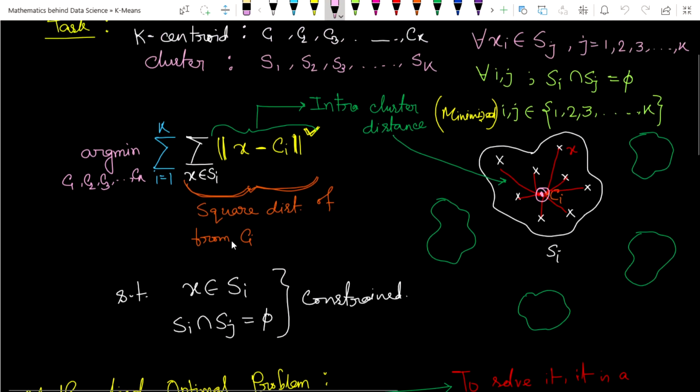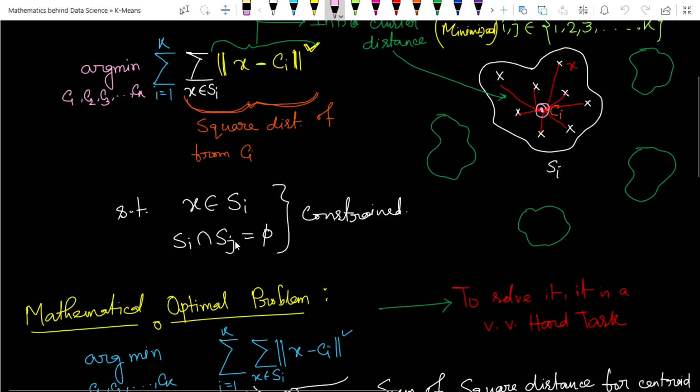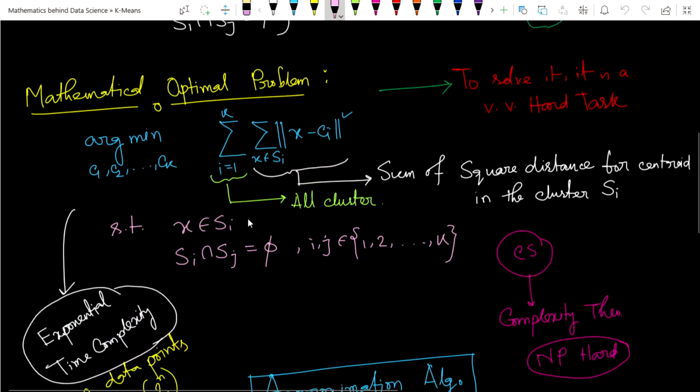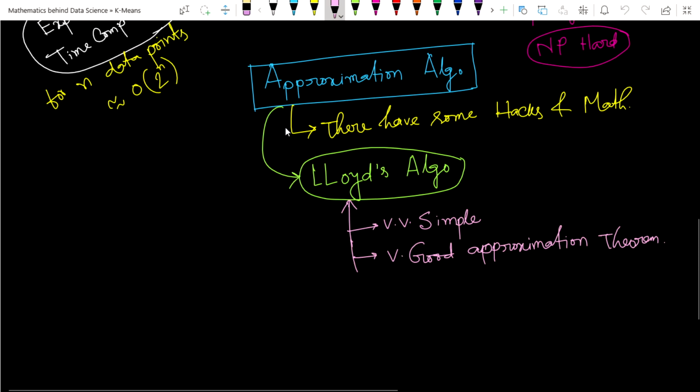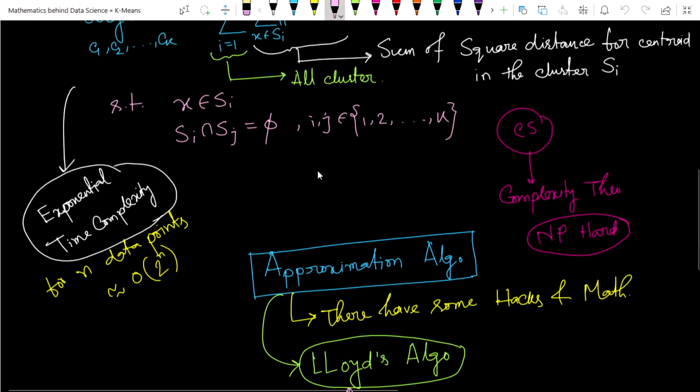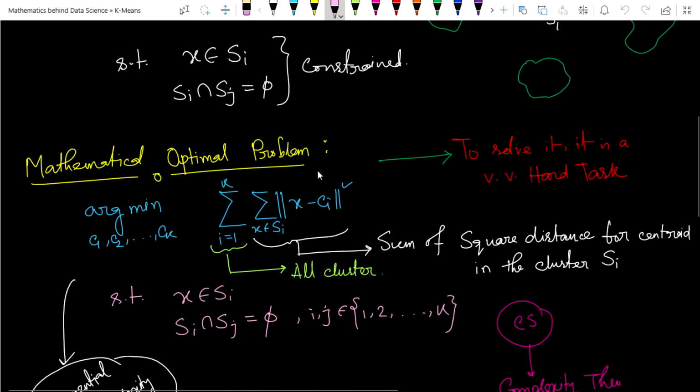This is a simple mathematical formulation, but the main hard task is to solve this problem. Till now, it is not possible to find an accurate answer to this optimization problem. So instead of the correct answer, we use approximation theory here. The approximation algorithm that engineers generally use to solve this problem is Lloyd's algorithm. It's a very good approximation algorithm, and because of its simplicity, we will use it to solve this optimization problem. We'll see these things in the next lecture. Till then, stay tuned.